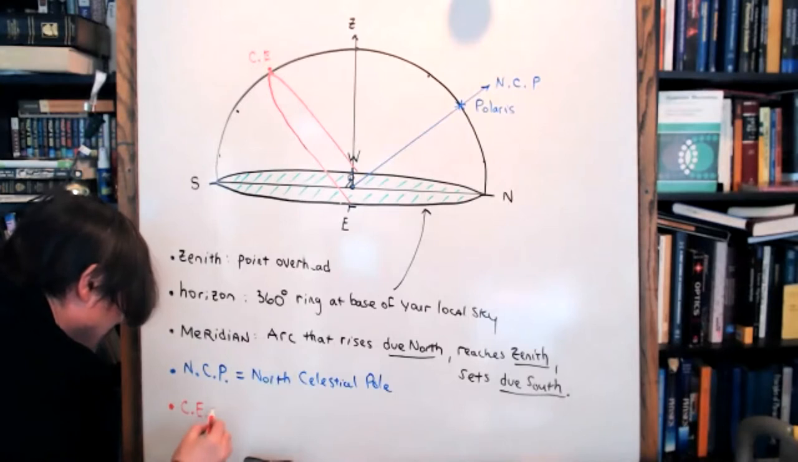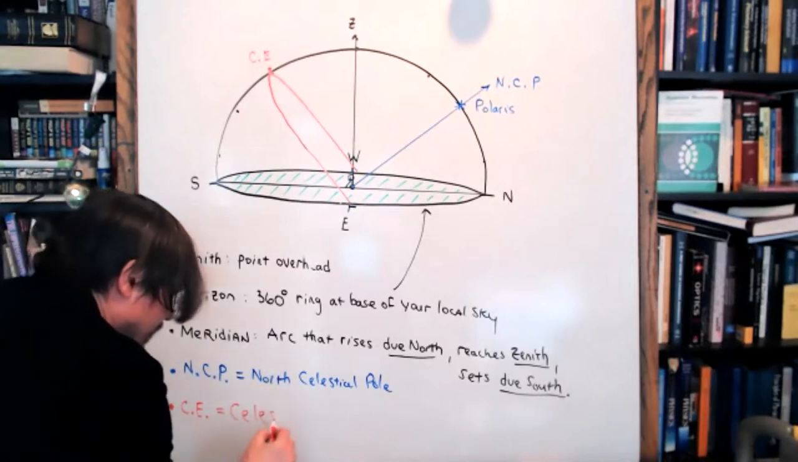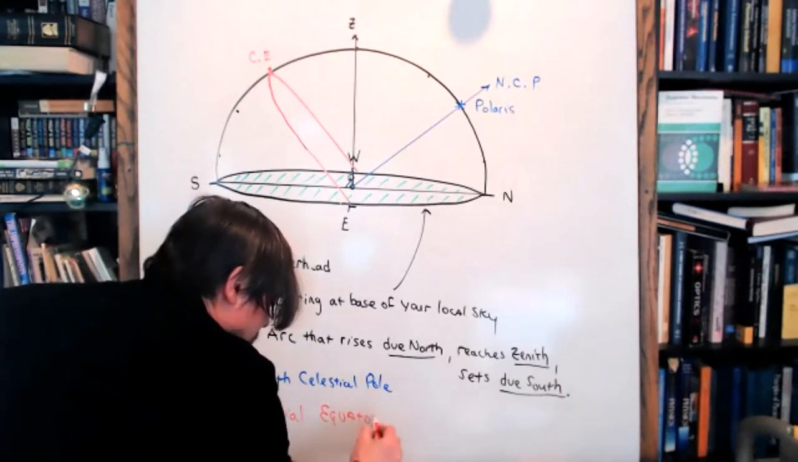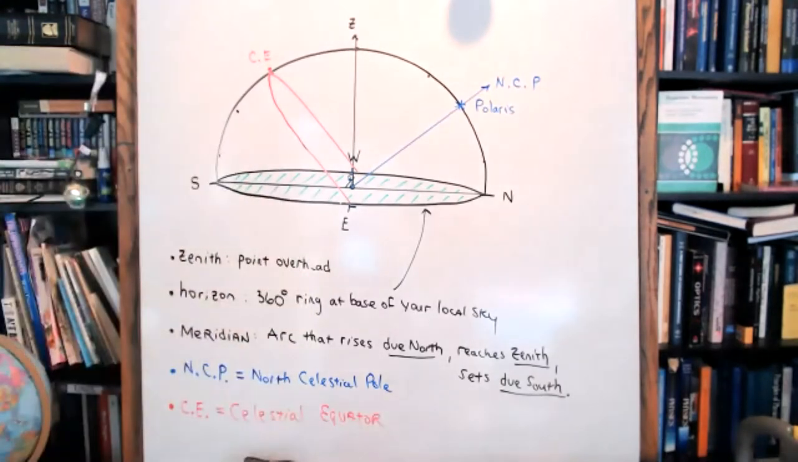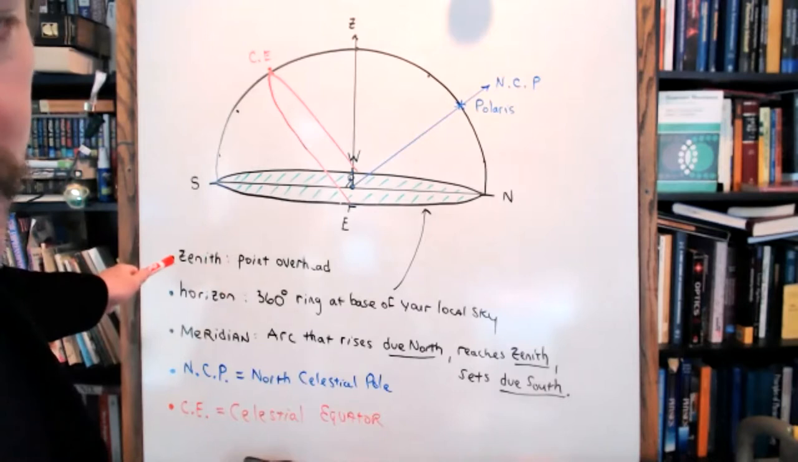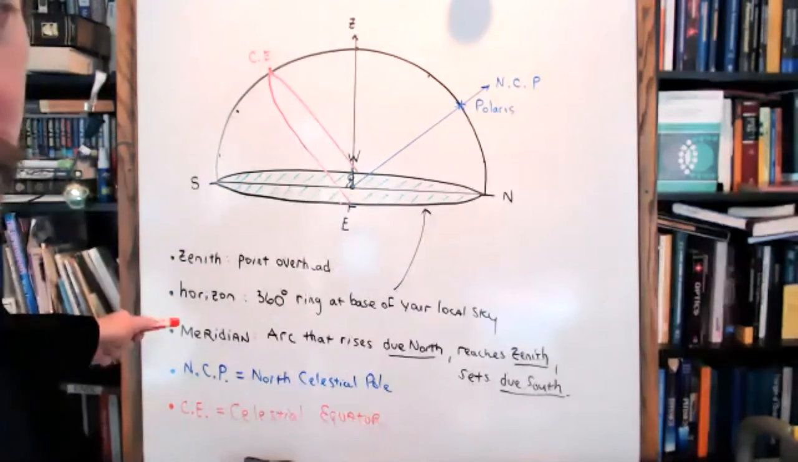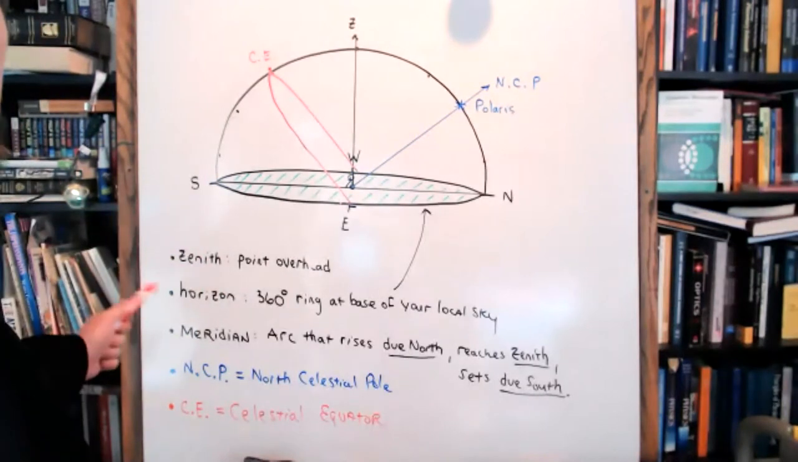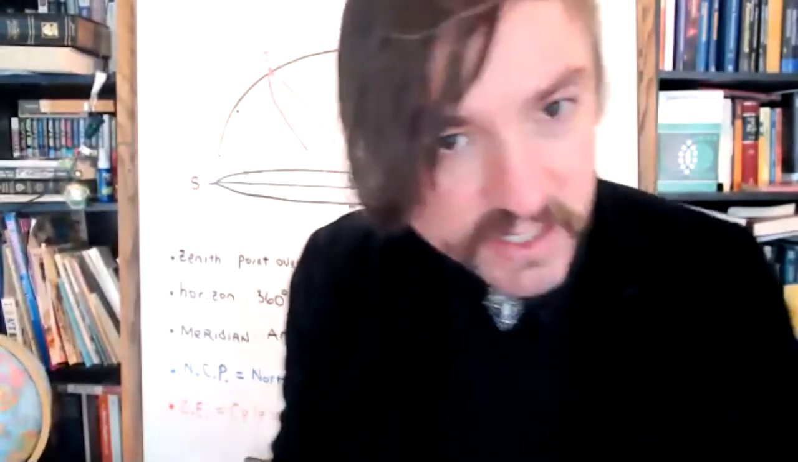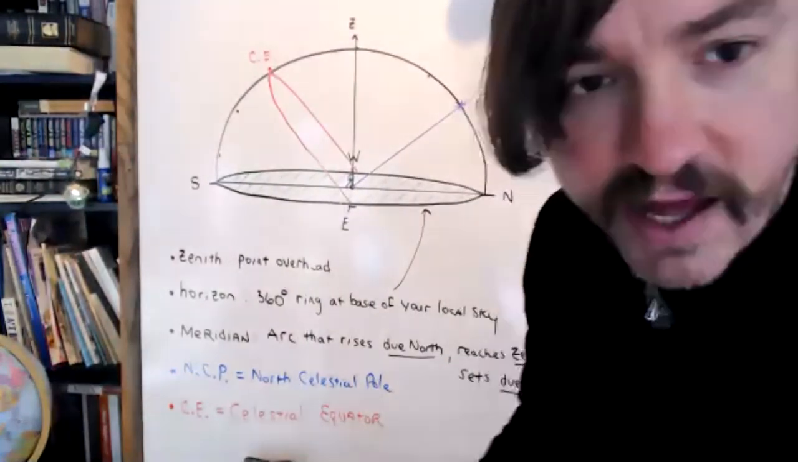CE stands for the celestial equator. You'll remember that's the projection of Earth's equator onto the sky. Taken together, the zenith, the horizon, the meridian, the North Celestial Pole, and the celestial equator are sometimes known as the fundamental positions of your local sky.